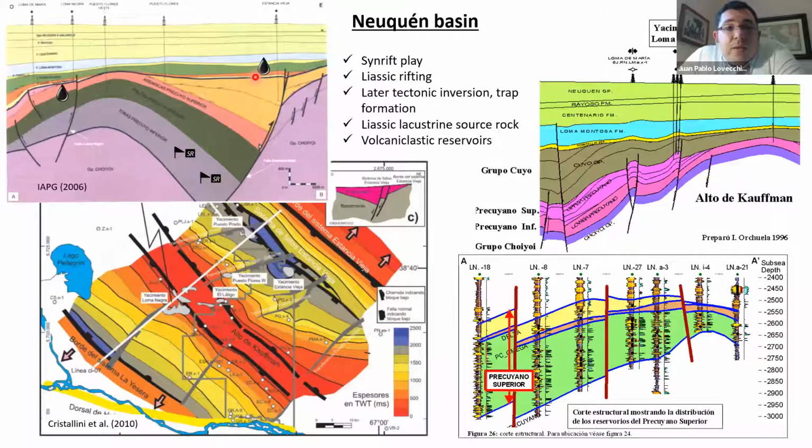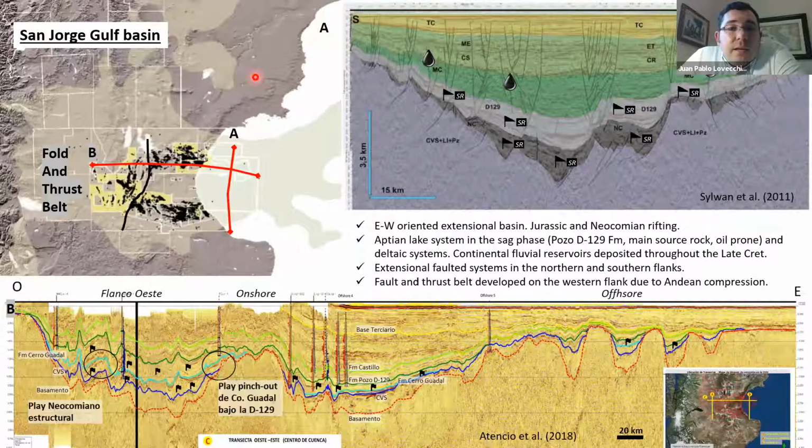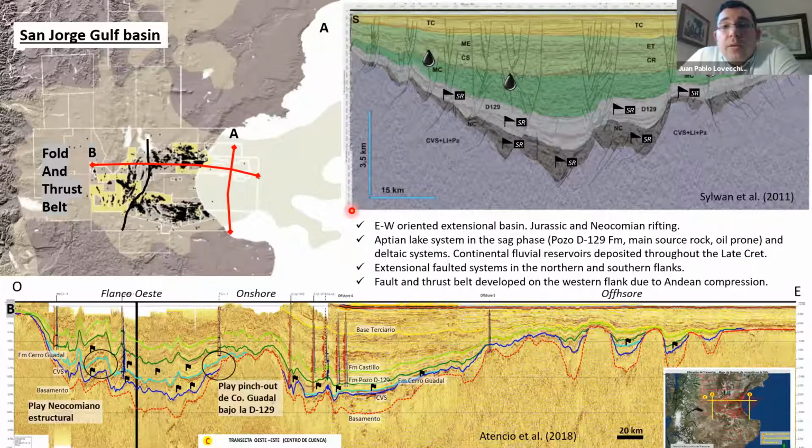Another example from Patagonia, this is the San Jorge Gulf Basin. There are Jurassic and Neocomian rifting. There are two source rocks identified here, one in the Neocomian, which is in rift, and one in the D129, which is in the sag. In this case, this is Neocomian, early Jurassic. The D129 is the Aptian.